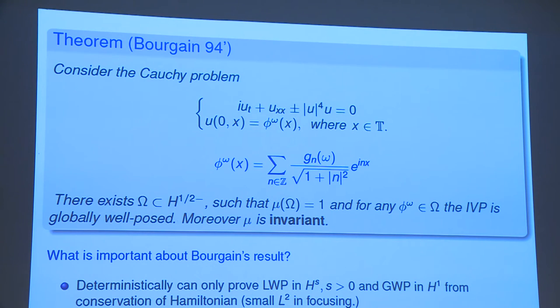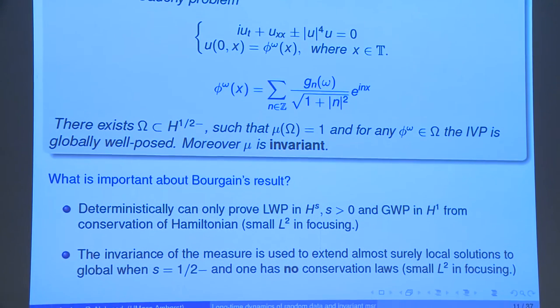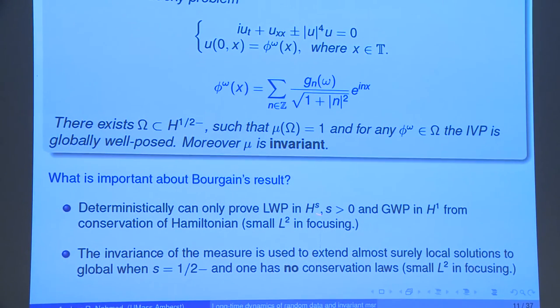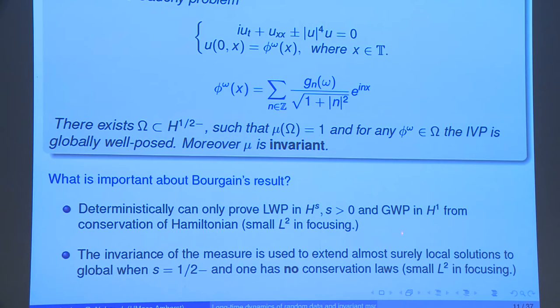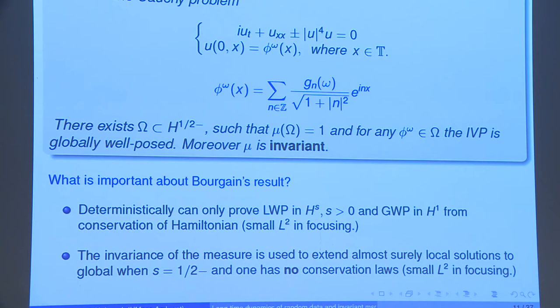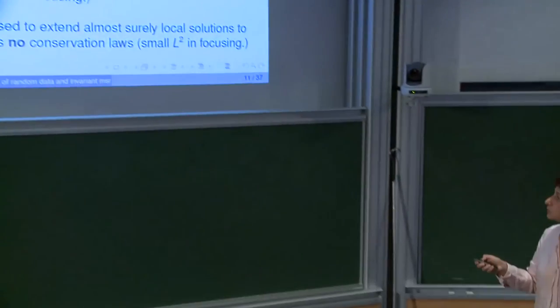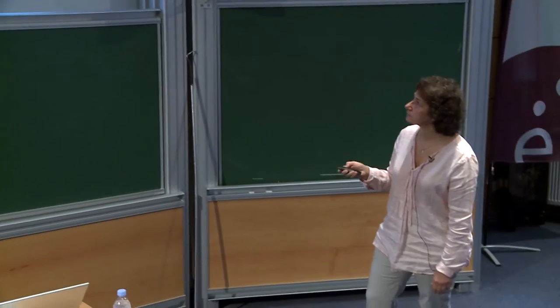Okay, so why is this important? Let's recall for a second that deterministically you have local well-posedness if s is strictly bigger than 0, and global if you are in H1, and that's it. What the invariant measure gives you, as I said before, is a global result in H^(1/2 minus), where there is nothing. There is no conserved quantity, so how are you going to get it? But that's what the measure does for you.